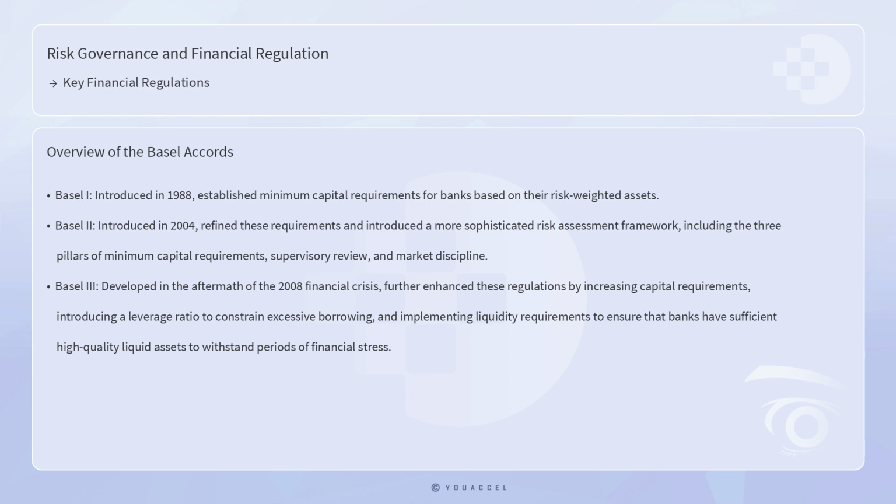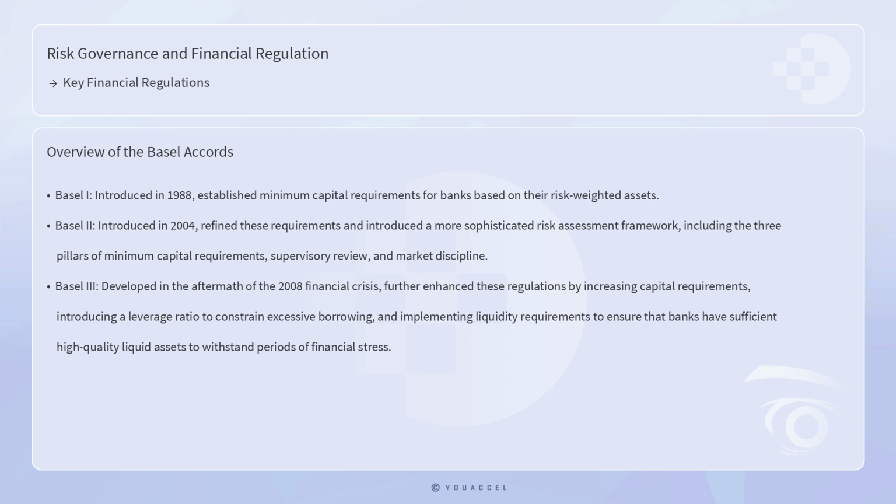Basel Accords, developed by the Basel Committee on Banking Supervision, are a series of international banking regulations that aim to strengthen the regulation, supervision, and risk management of banks. Basel I, introduced in 1988, established minimum capital requirements for banks based on their risk-weighted assets. Basel II, introduced in 2004, refined these requirements and introduced a more sophisticated risk assessment framework, including the three pillars of minimum capital requirements, supervisory review, and market discipline.